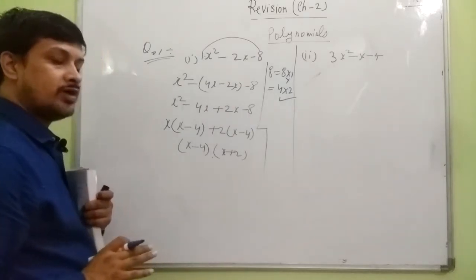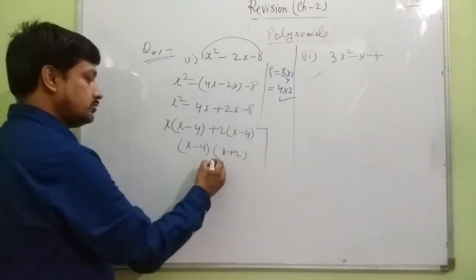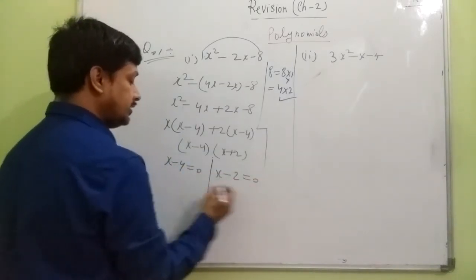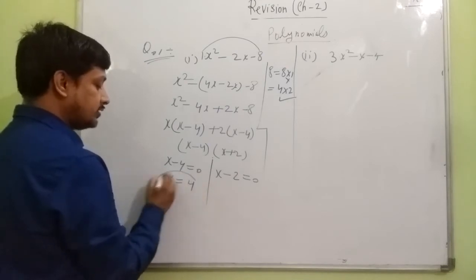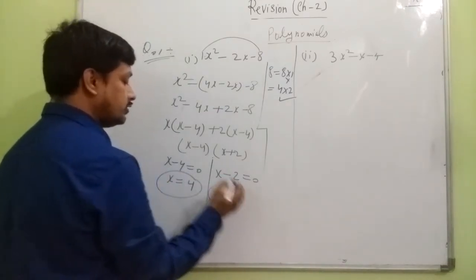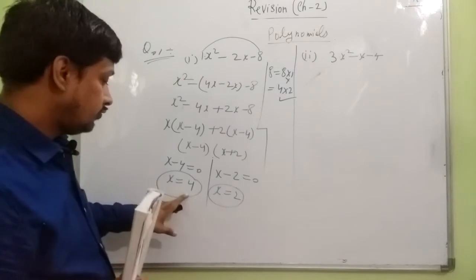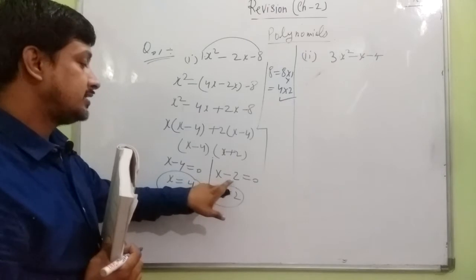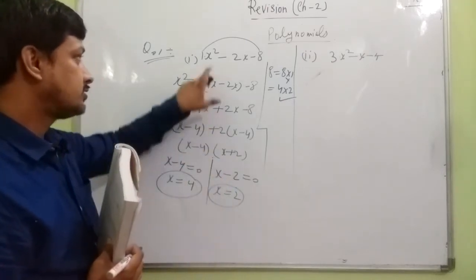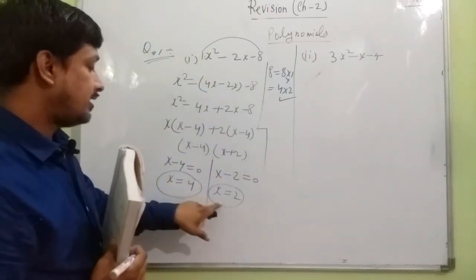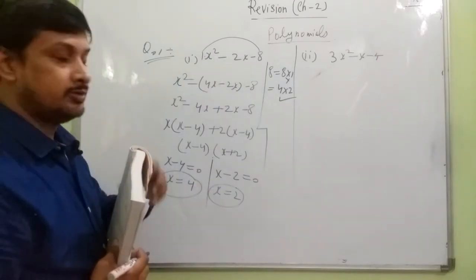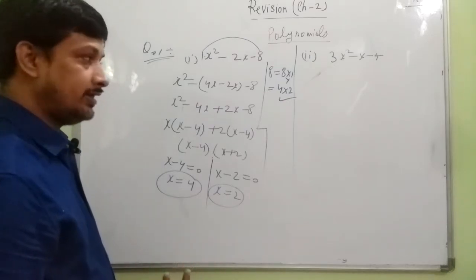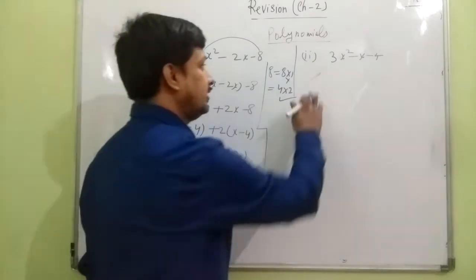But we have to find its zeros. So how to find the zeros? Put the factors equal to 0. So x minus 4 equal to 0 will give you x equal to 4, and x plus 2 equal to 0 will give you x equal to minus 2. So what it means? x equal to 4 is the zero of x minus 4 and x equal to minus 2 is the zero of x plus 2. And because these are the two factors of this polynomial, these are the zeros of this polynomial also. Now the verification, you know very well, I am not telling that.